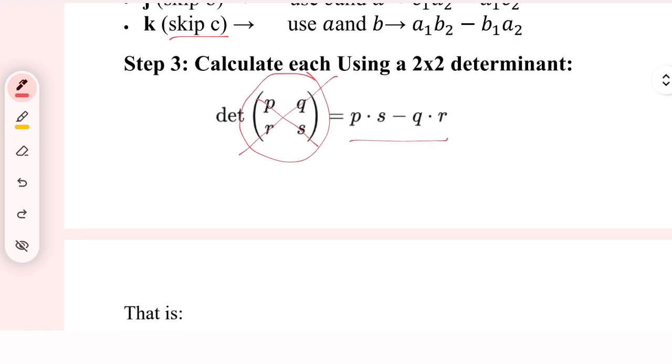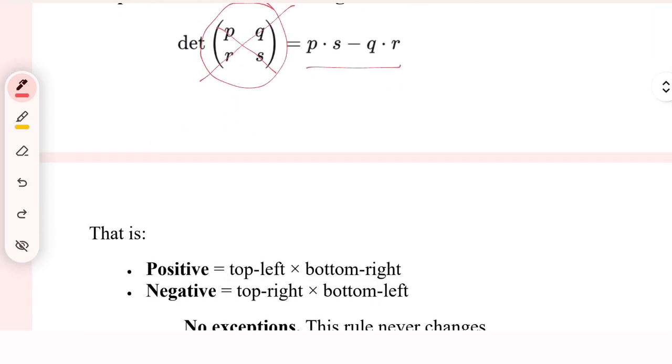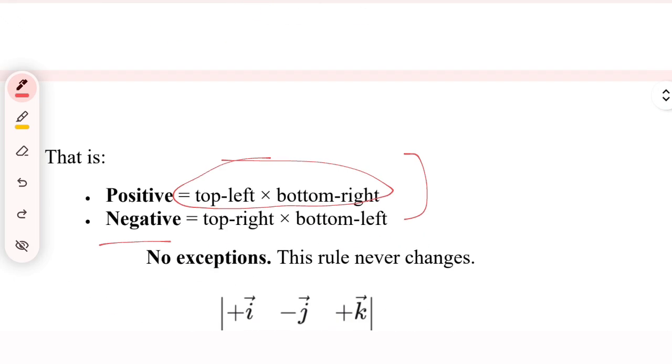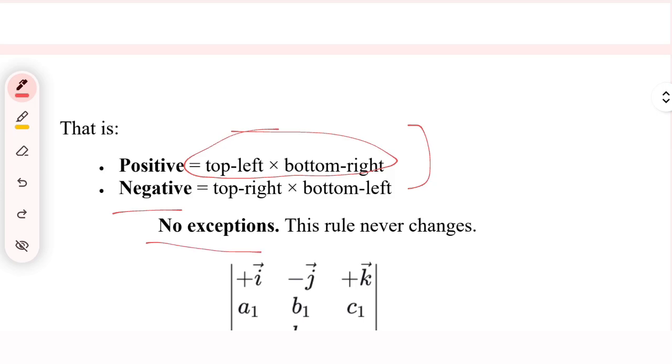It has always been like that, and it hasn't changed. So the positive one is the top left times the bottom right, which is P and S, and the negative part is the top right and the bottom left, so which is R times Q. Remember again, P and S is positive minus R times Q negative. Remember that because there are no exceptions there. That rule never changes. So remember this rule when you have a 2 by 2 determinant.